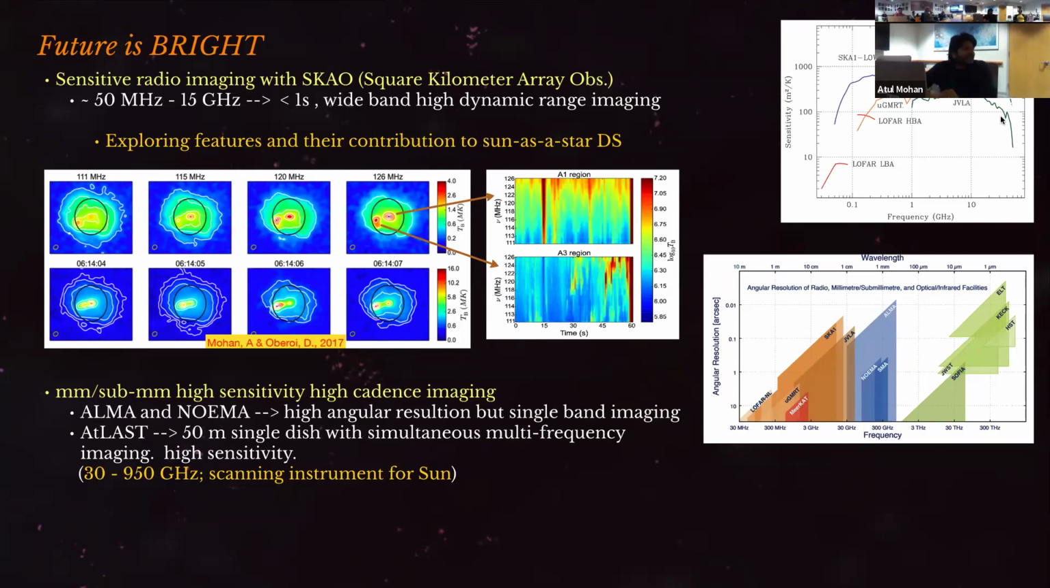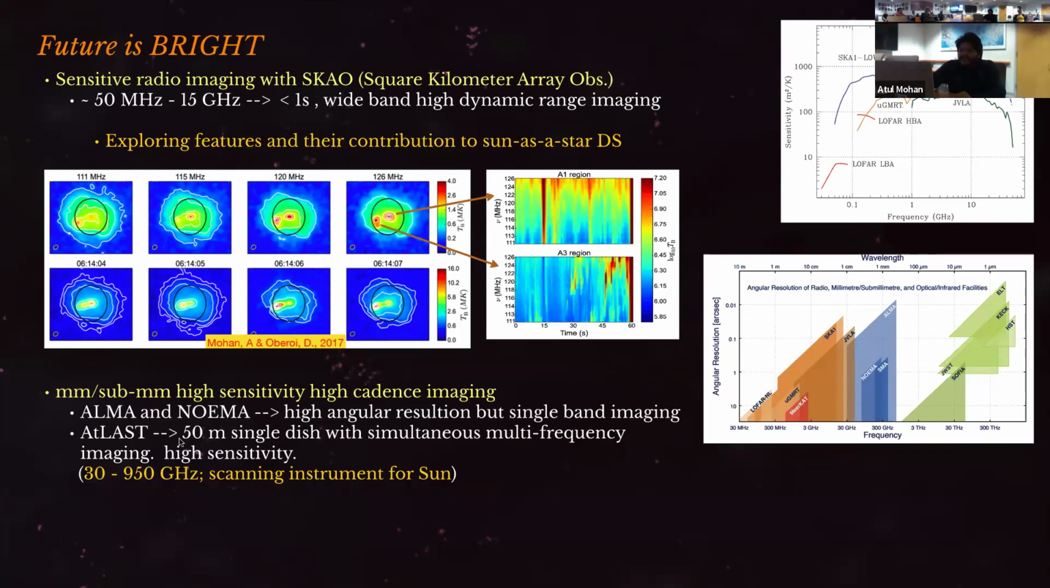So for a comparison, this is uGMRT, which gave us the ideal dynamic spectrum, and this is our very old VLA. And this is where SKA is. So SKA is going to be like 10 times more sensitive than that. And in terms of angular resolution, this is where SKA is going to be, and this is almost close to HST resolutions.